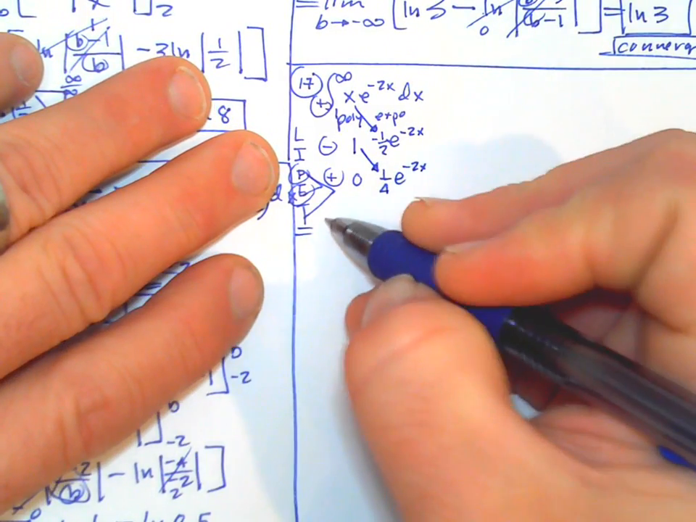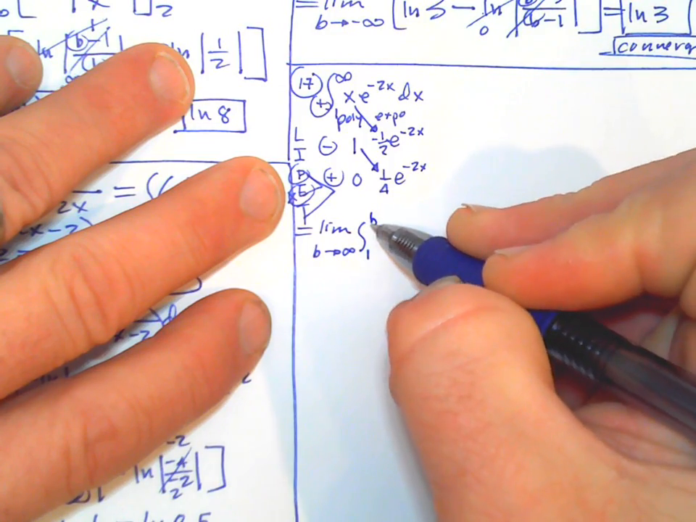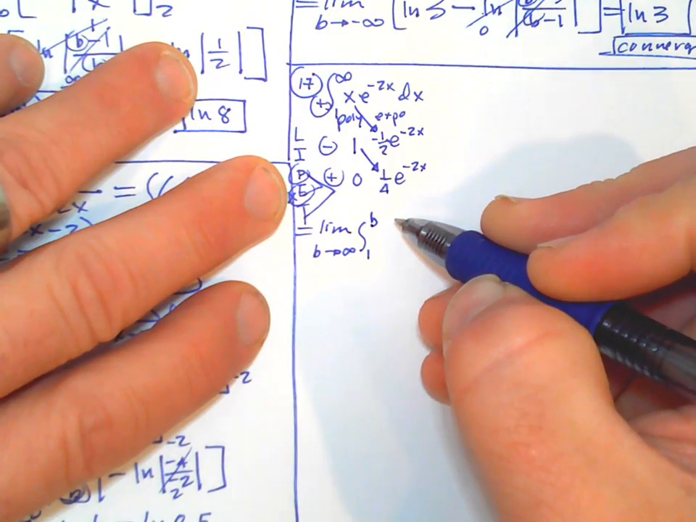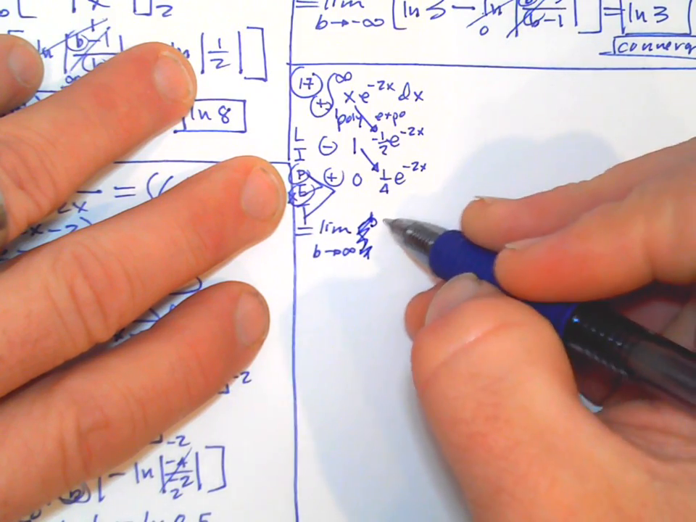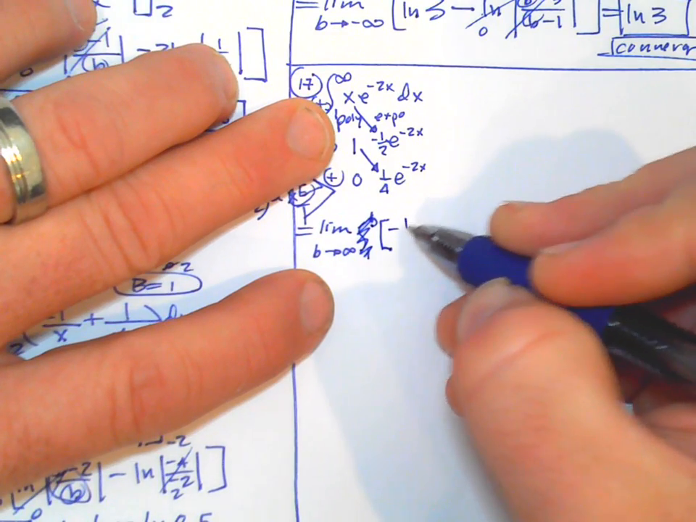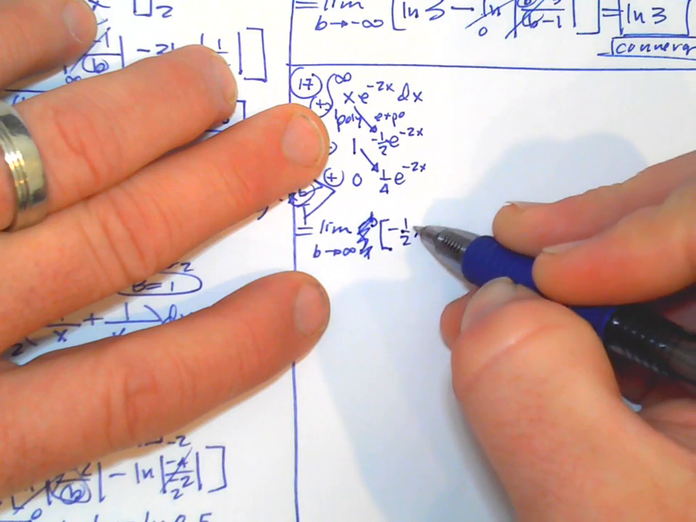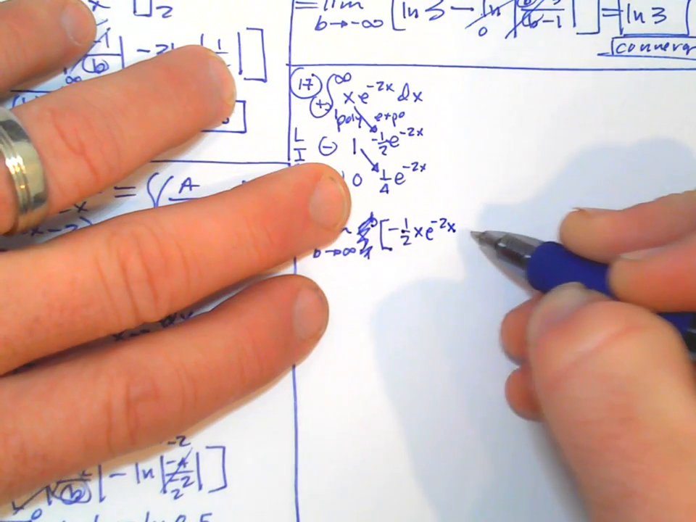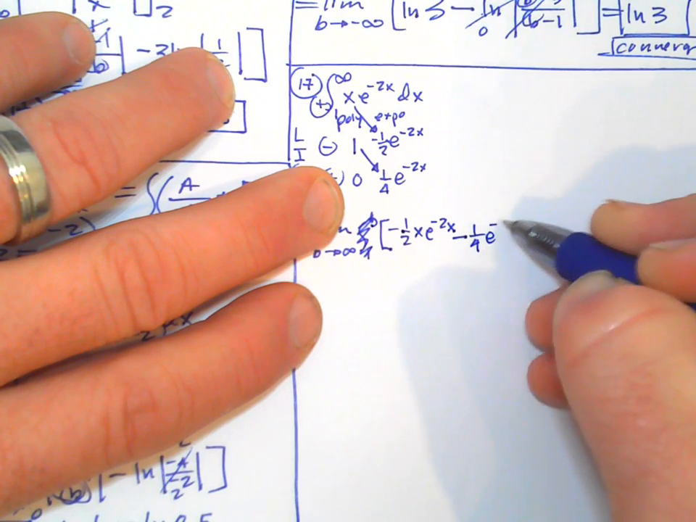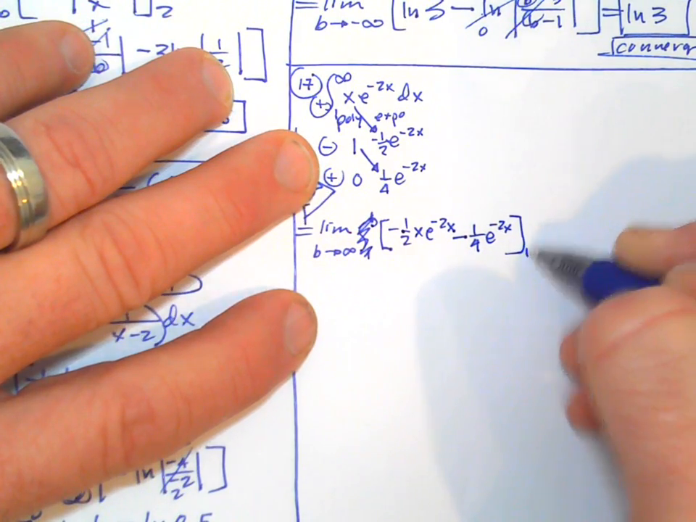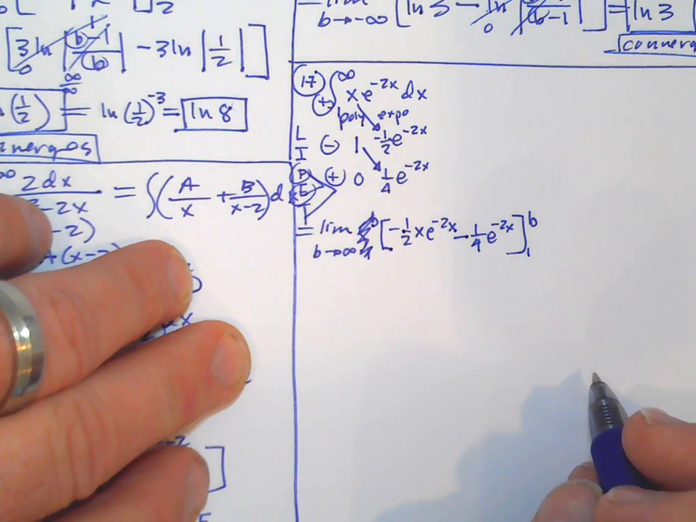And so what we get is the limit as b goes to infinity of 1 to b. Actually, we've already done the integration. And this is the antiderivative, so it's going to be negative 1/2. We can even write this, let's see, negative 1/2 x e to the negative 2x minus 1/4 e to the negative 2x. So far, so good.